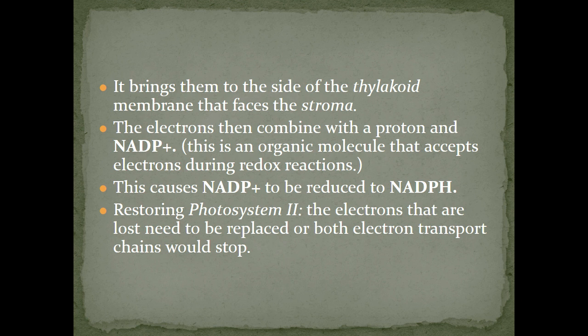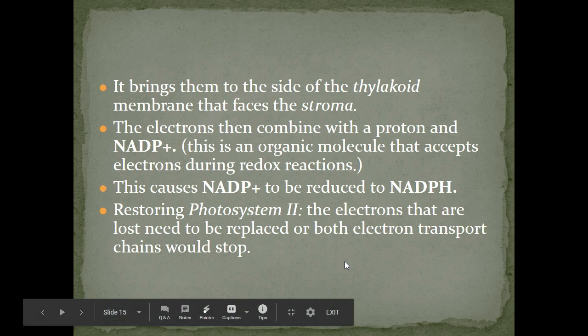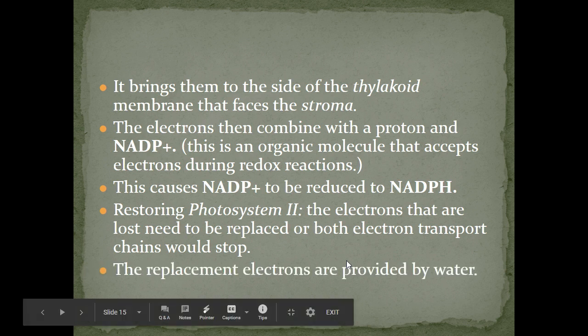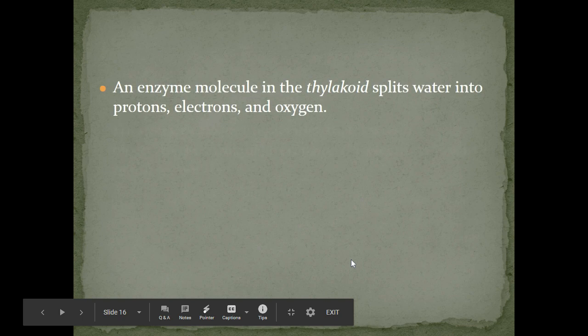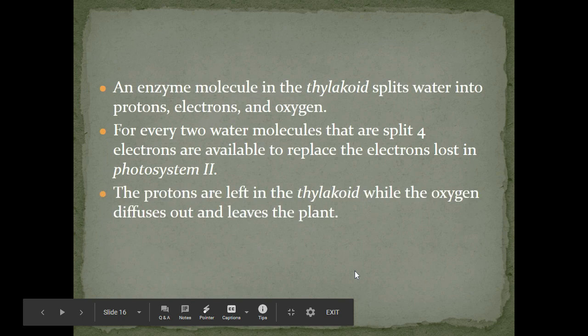Restoring photosystem 2: the electrons that are lost need to be replaced, or both electron transport chains will stop. So we have to replace them, and that is provided by the water. So this is how photosynthesis works with the absorption of water in plants. We're getting down to the chemical aspects of it.